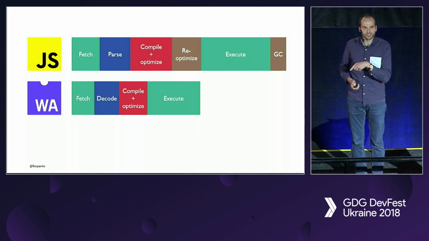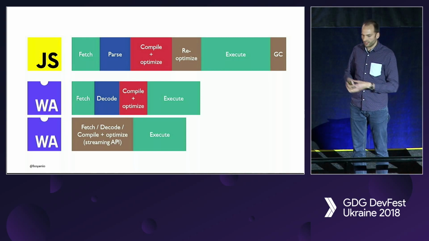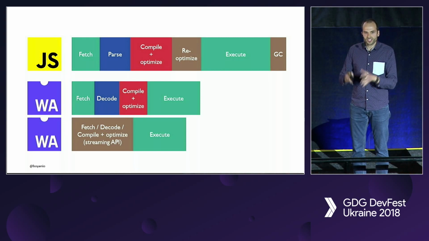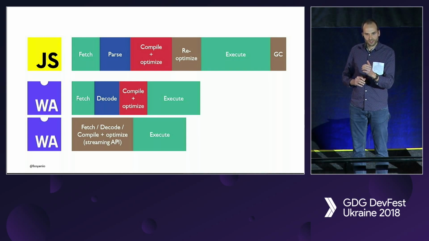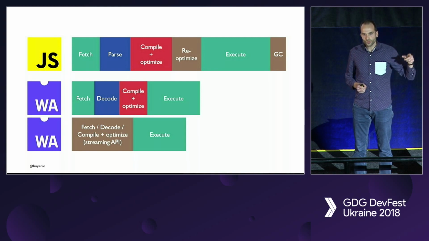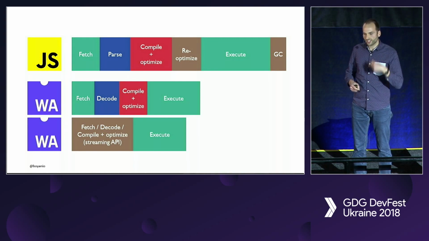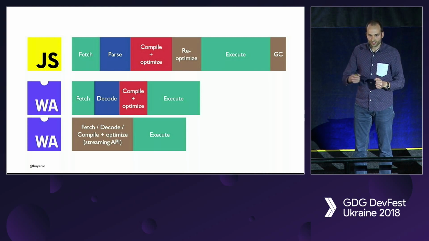But we can do even better than this, because WebAssembly comes with something called streaming initialization, which combines the first three phases into one. Because of the structure of the WebAssembly module, while we are downloading the bytes from the network, we can already start decoding and compiling them. And this really shortens the entire lifecycle of your application.